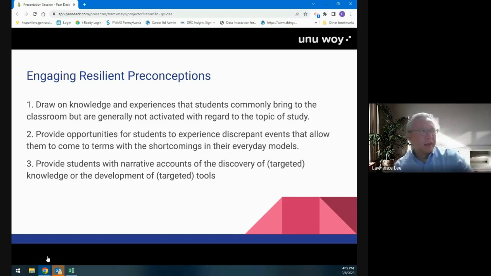All right. And then to provide them with narrative accounts of the discovery of knowledge or development. In mathematics, not so much. I mean, there are stories with how certain concepts were developed, stories about theories. So not so much part 3, but to focus really on that first idea of drawing on their knowledge and experiences.